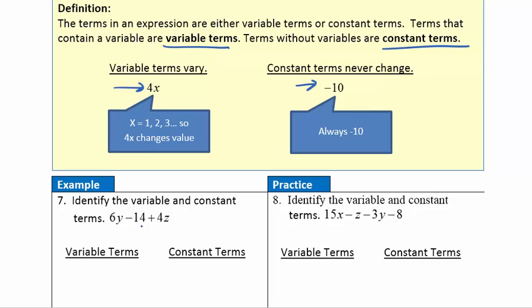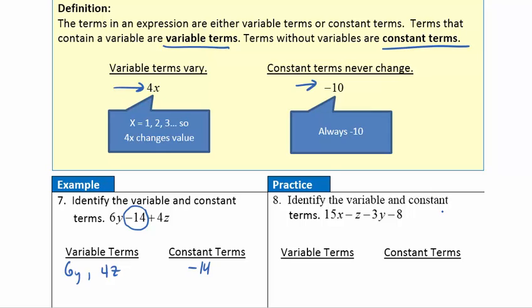All right, 7, identify the variable and constant terms. Well, the variable terms are going to be 6y and 4z. The constant term is going to be negative 14. And notice when I take that constant term, I also take the negative sign with that. Since they were positive over here, I didn't need to write in the signs. Okay, go ahead and answer practice question 8. When you're done, hit play to see how you did.